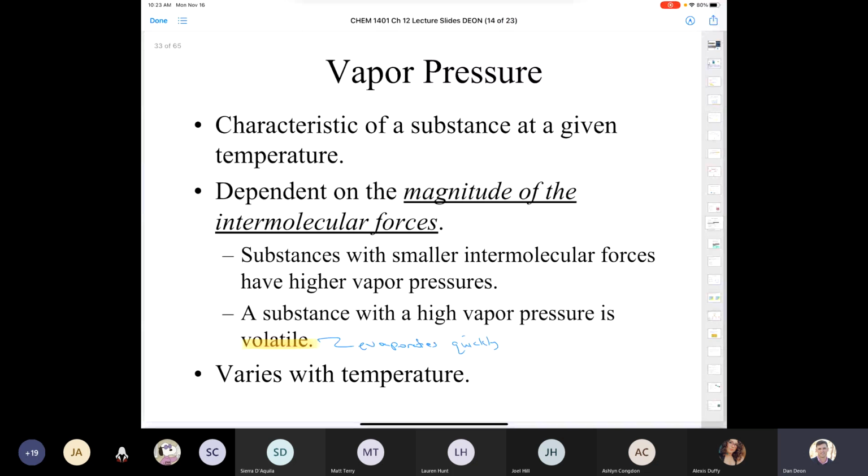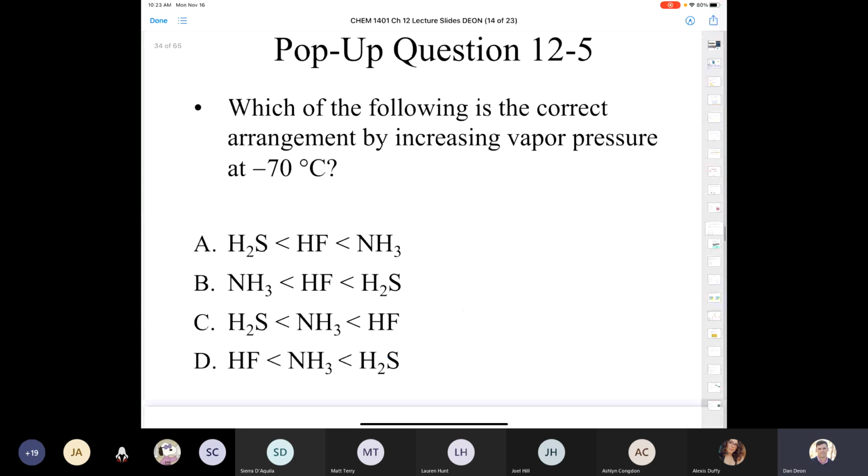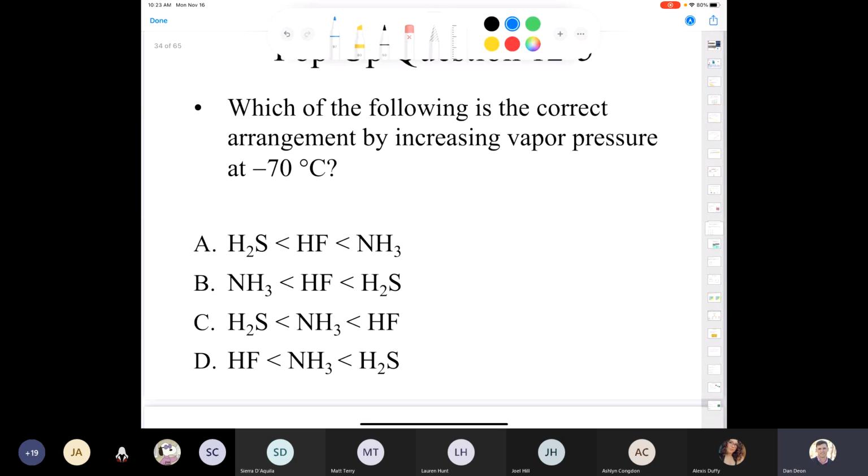Anyhow, let's get to it here. Let's try a pop-up question. It says here, which of the following is the correct arrangement by increasing vapor pressure at minus 70 degrees Celsius? So remember, we're at minus 70 degrees Celsius. If we compare these three molecules, we've got H2S, we got HF, and we've got NH3, ammonia.